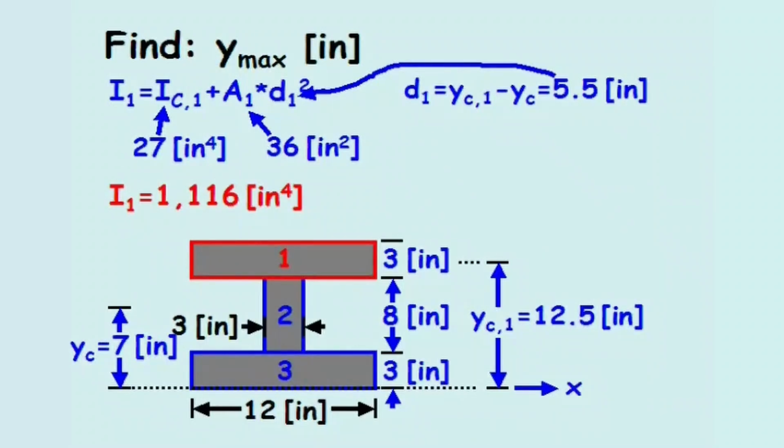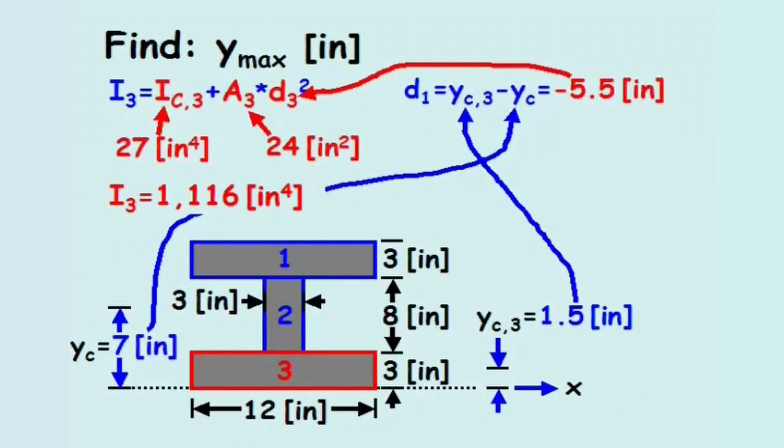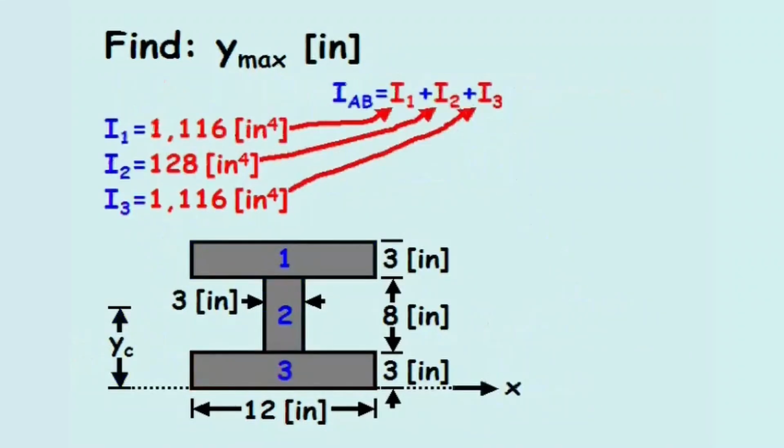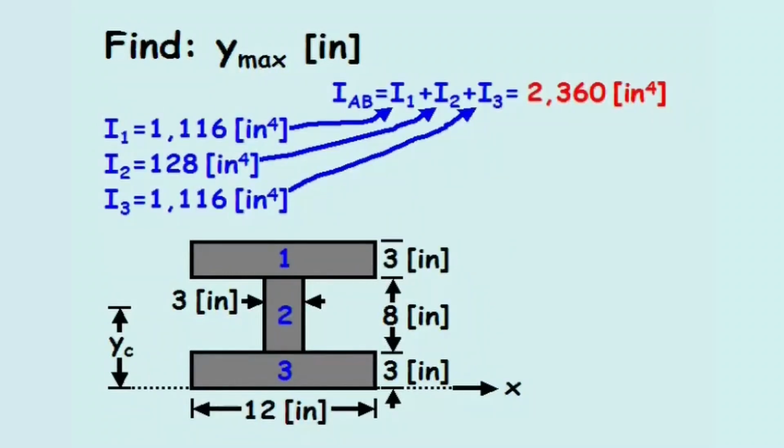The area moment of inertia for area 2, the web, is calculated the same way and equals 128 inches to the fourth plus 0, since the parallel axes coincide with each other. The area moment of inertia for area 3 turns out to be the same as for area 1, due to symmetry. The area moment of inertia for beam AB equals the sum of parts 1, 2, and 3, which equals 2,360 inches to the fourth power.